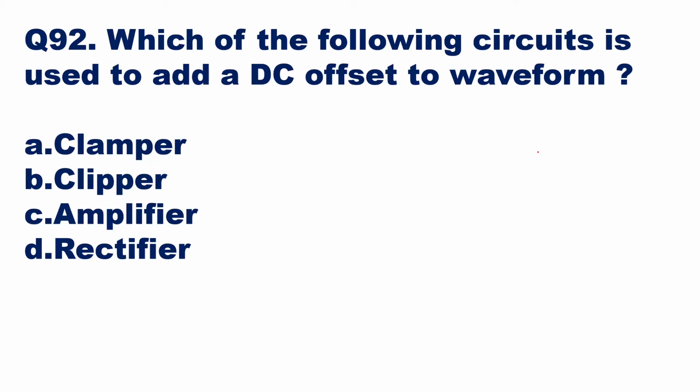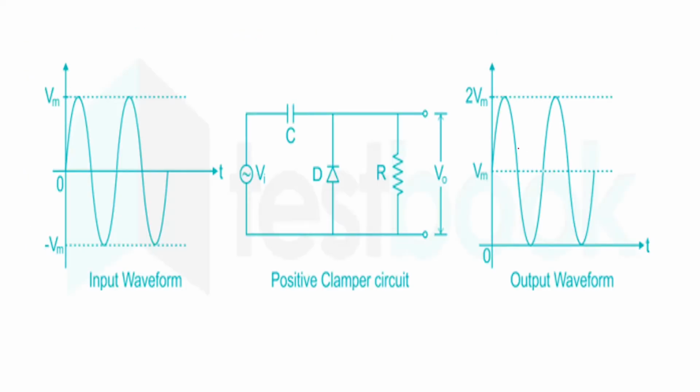Then question number 92, which of the following circuits is used to add a DC offset to waveform? So whenever you are adding a DC offset to a waveform, whether you are going to add it on the positive side or negative side, whether you are going to have positive clamping or negative clamping, it is a clamper circuit. So option A will be the right answer here, clamper. So here you can see a positive clamper circuit is shown, in which you are going to use a capacitor C, diode D, and a resistor R.